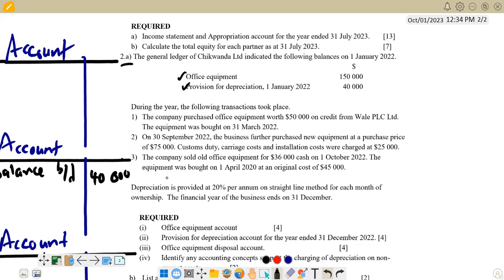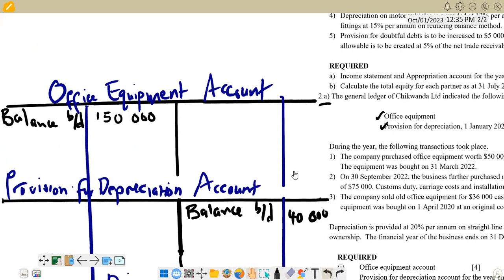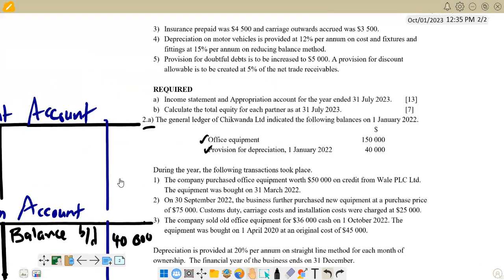So we want to include those balances in the accounts, because the question requires us to prepare the required part. We have the office equipment account, the provision for depreciation account, and the office equipment disposal account. That's all we are interested in for this question. Let's go to the office equipment account. I've already put in the balances at the beginning, because we are already given those balances. Balance b/d 150,000 for office equipment. Then for provision for depreciation, it's 40,000. So all those balances are already entered there.